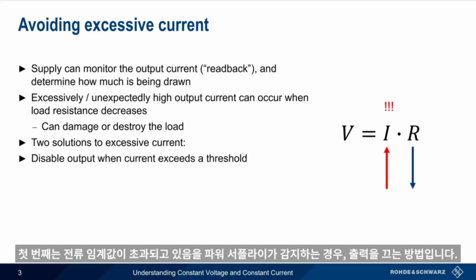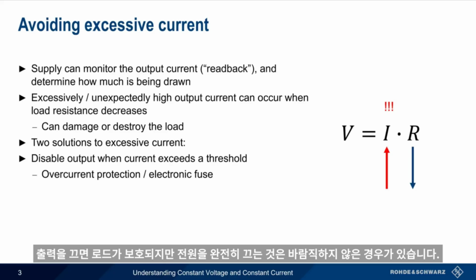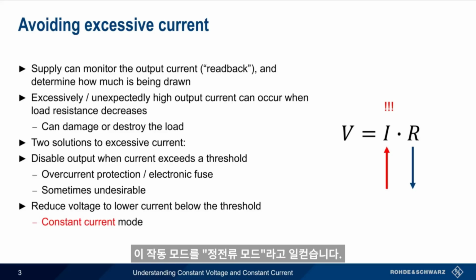The first is to simply disable or switch off the output if the supply senses that the current threshold is being exceeded. This is often referred to as overcurrent protection or as an electronic fuse. Although turning off the output does protect the load, completely shutting off the power is sometimes undesirable. Another solution is to reduce the voltage such that the current falls below the threshold, and this mode of operation is called constant current mode.